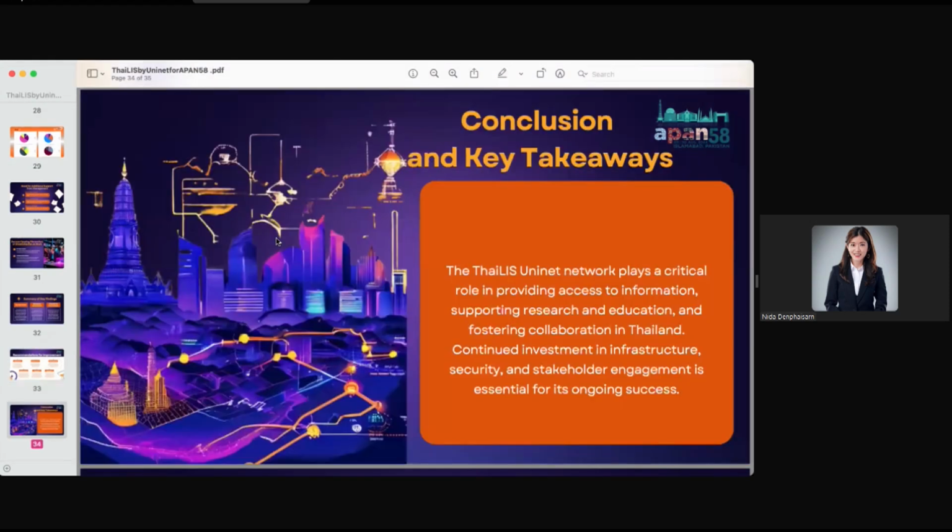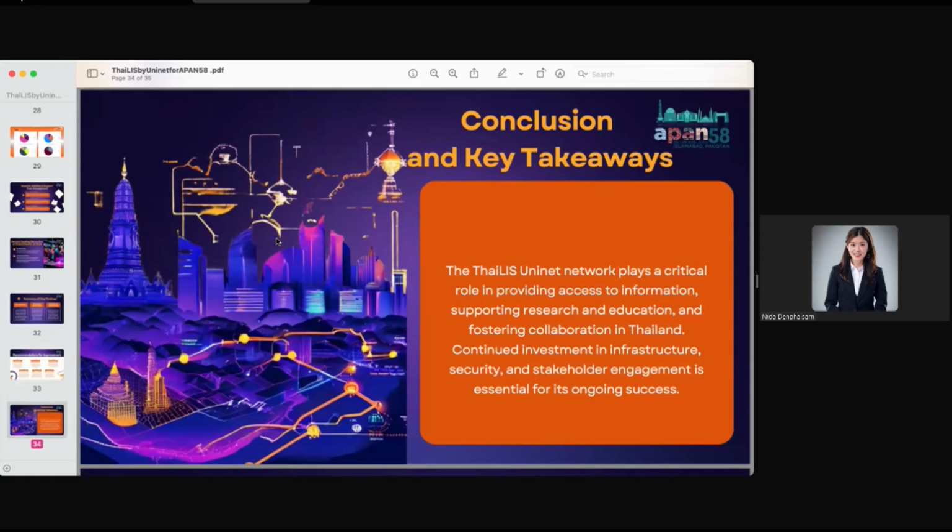Okay, for the conclusion, we are continuing to support research and Thailand education, continuing to invest in infrastructure and security, and stakeholder engagement is essential for our success.